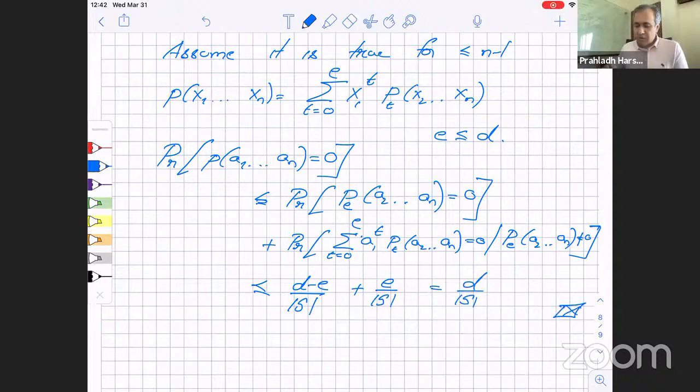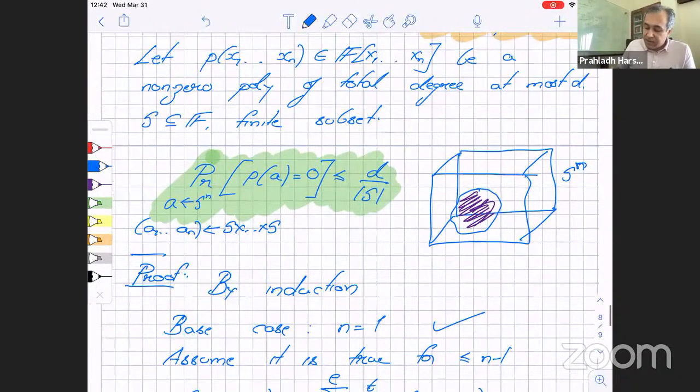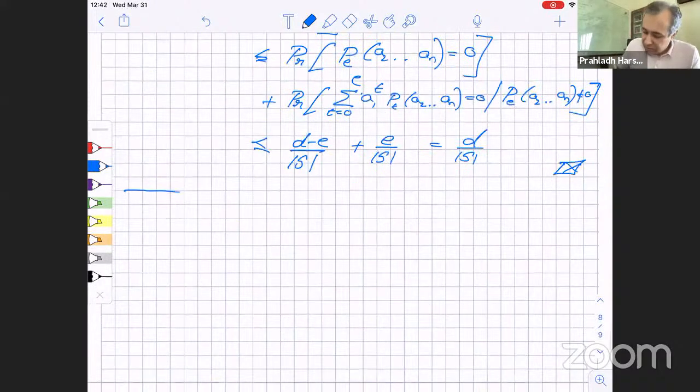Okay. So this is the Schwartz-Zippel lemma. It shows that if you pick an s which is considerably larger than the total degree of the polynomial, any non-zero polynomial can be 0 only at very few locations. It can't be 0 at too many locations. Okay. So now let's see a stunning application to matching.